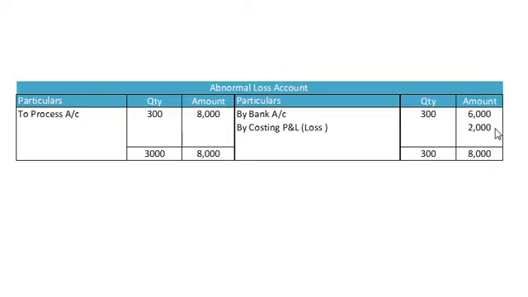This is nothing but our costing profit loss. So here is the loss of rupees 8,000, and our accounting entry is costing profit and loss account debit to abnormal loss account rupees 2,000. That's all.